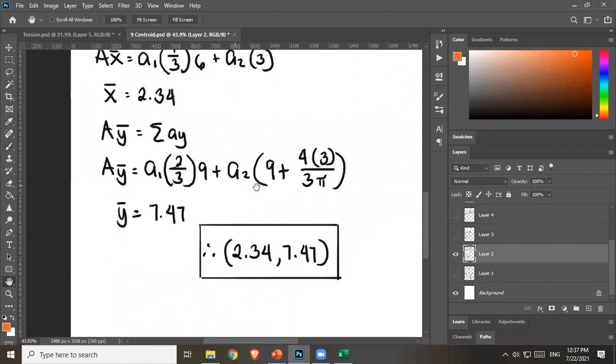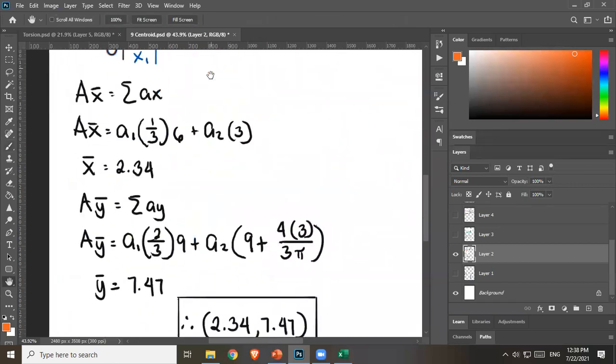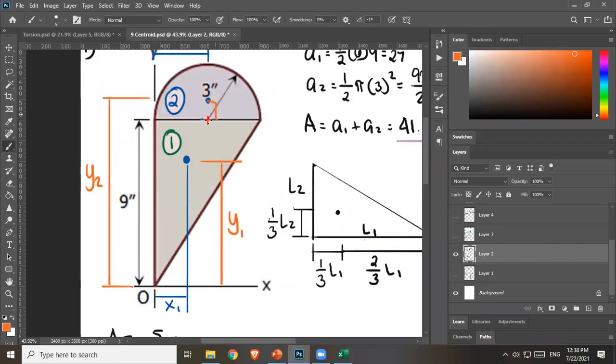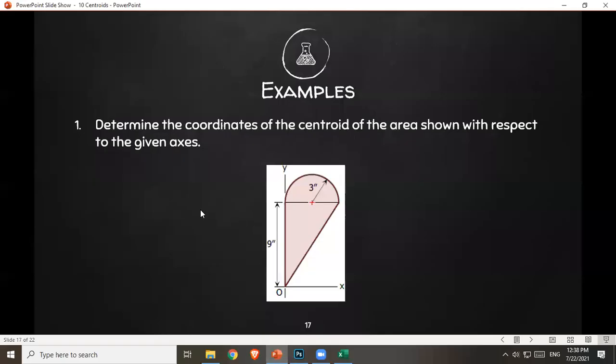Okay, and then plus A2. This is the centroid of your semicircle. So you want to get its distance from this part. Okay, so from here to here, we already know that's 9. So I can just use that already. So we have 9 here. And then we'll just add this length, right? So this length, we should know already because that is in our equation. So let's check if we can.